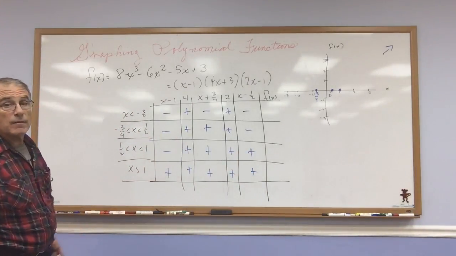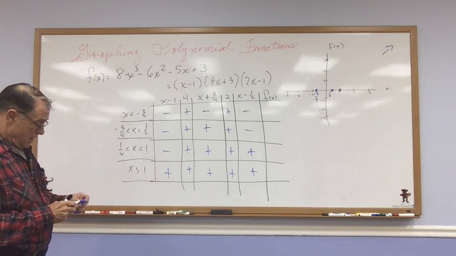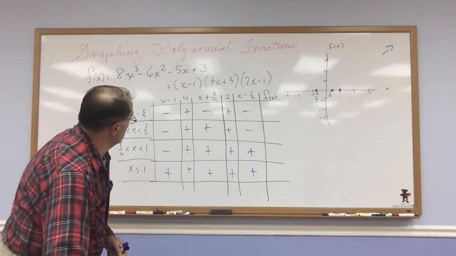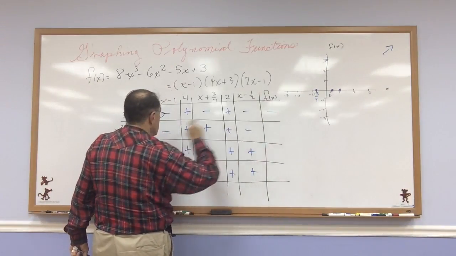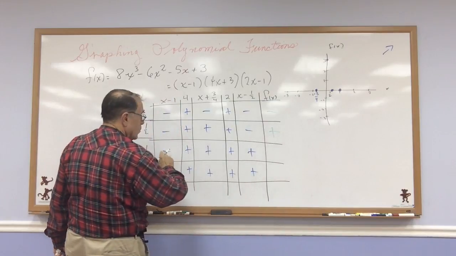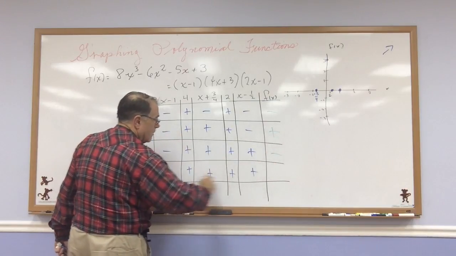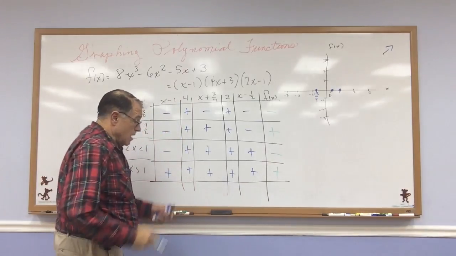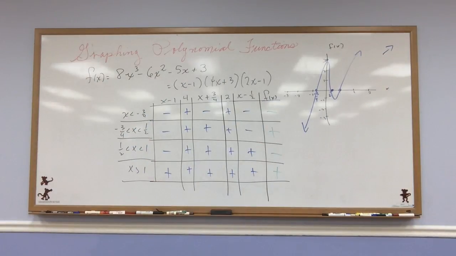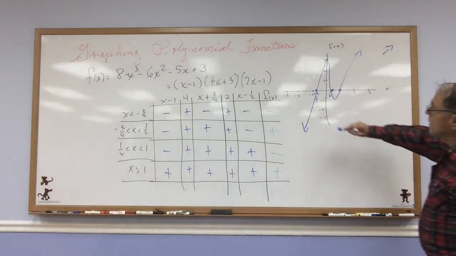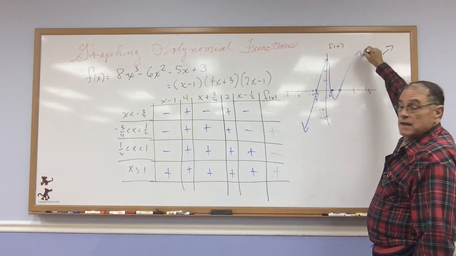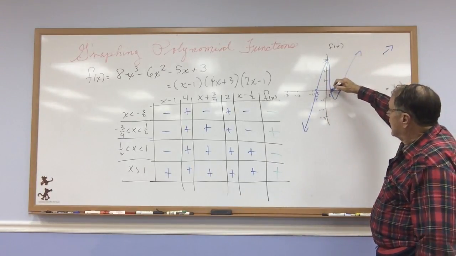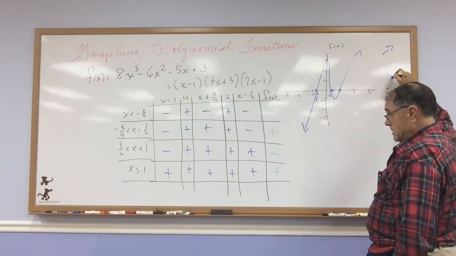So now I can determine the behavior of my function from the if table. Three negatives is negative, two negatives is positive, one negative is negative, all positives is positive. So as I suspected, I'm able to get the sketch of my function. It's what I thought it would be doing. Increasing, decreasing, increasing. Negative, positive, negative, positive.